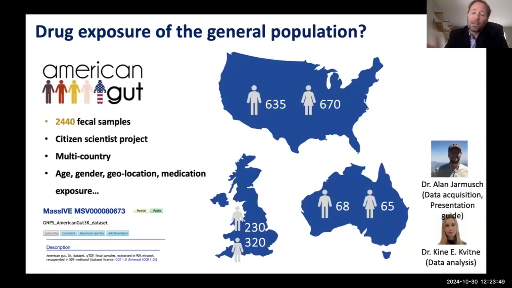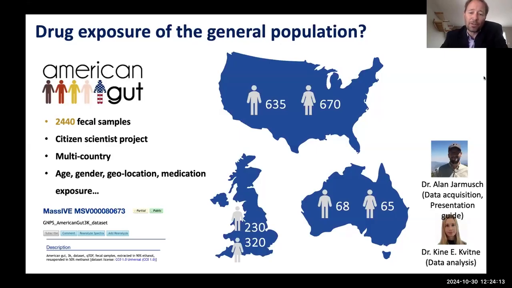So we then decided to push this and think about it. Okay, what's the drug exposure in the general population? And we used this particular public data set from the American Gut Project. It's about 2,400 fecal samples. It's a citizen science project where you can basically pay money and you get your samples sequenced. And we also started to collect metabolomics data on this.